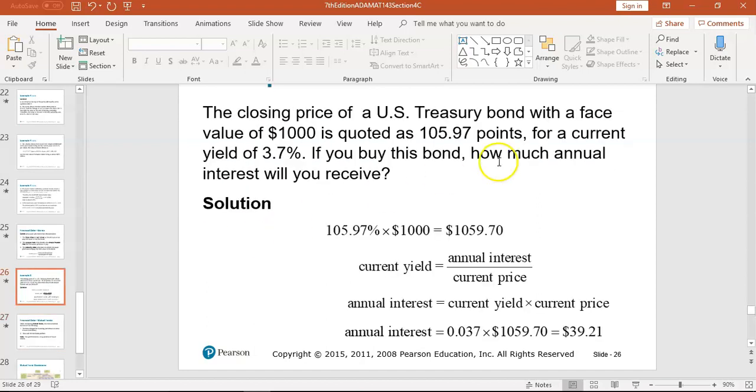Oh, I guess we don't have another slide. So you'll be able to get the yield off of that. If you divide that by 1,000 and change it back to a percent, the current yield will be 3.9%. So that's great. It says 3.7, but you're earning it on more than the $1,000.